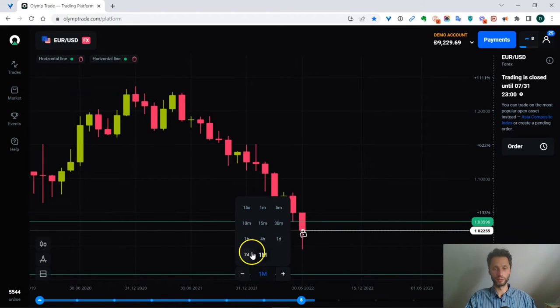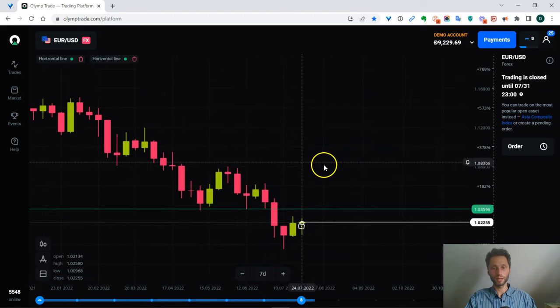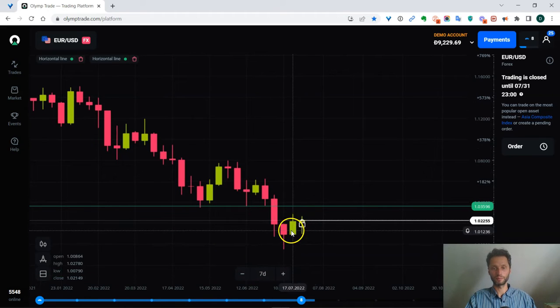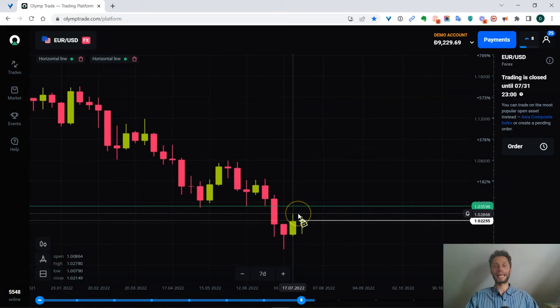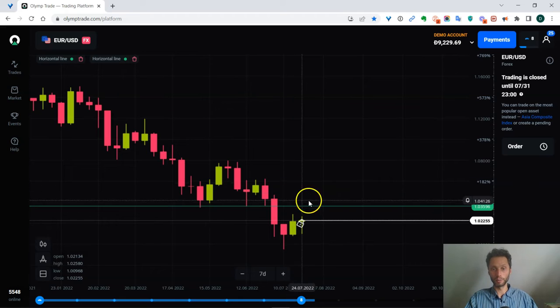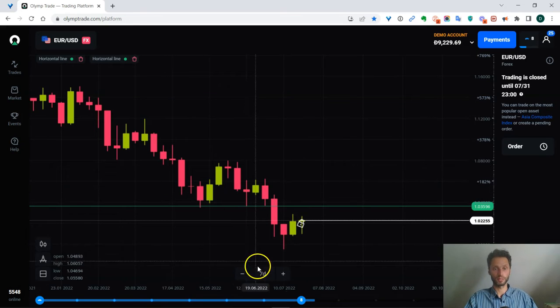Now let me look at the weekly. I can see that we have a little bit of bullish price action previous week. However, we're still fairly weak. We don't have any very strong bullish candles to show any upside at the moment. So there is a slight bias, I would say, to the downside.